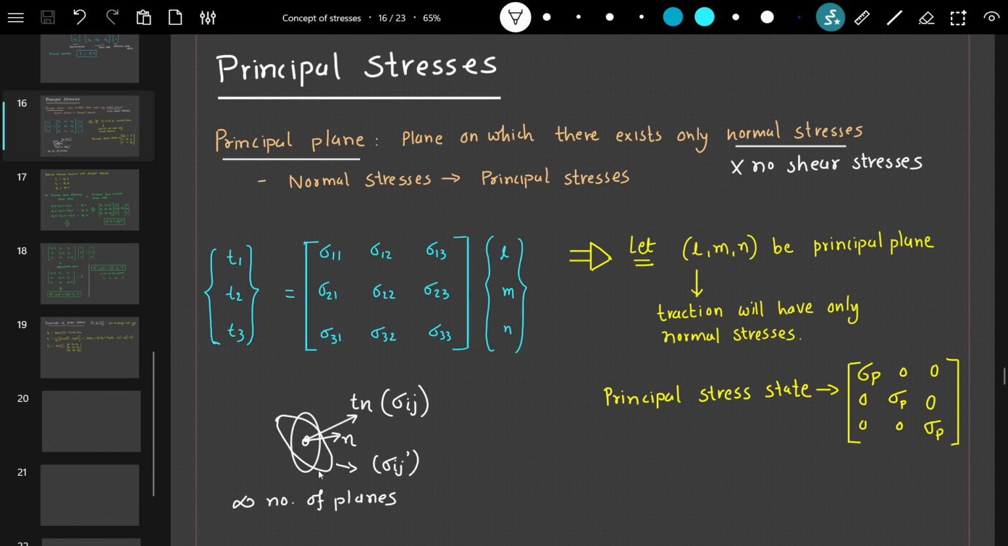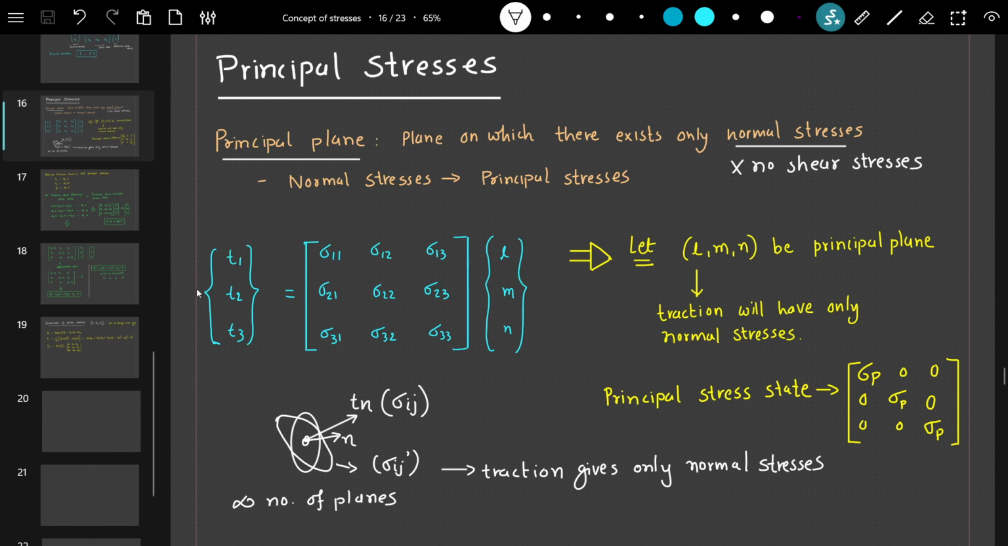Now, out of this infinite set of stress combinations, there exists a particular reference plane where the traction gives only normal stresses. There are no shear stresses. This particular plane is called the principal plane, and those normal stresses are called principal stresses. Hope this is clear conceptually. Now let's find out how to get the principal stresses.